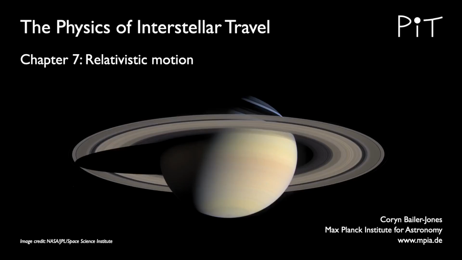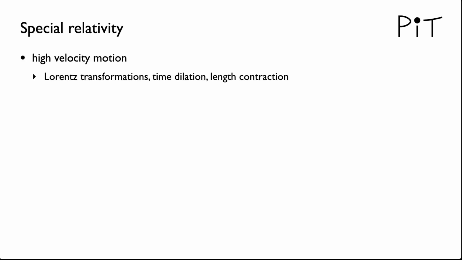The Physics of Interstellar Travel. Chapter 7. Relativistic Motion. We often need to take into account relativistic effects in space travel. Most obviously, special relativity is important when the spacecraft travels at a significant fraction of the speed of light. We use the Lorentz transformations to compute the motion and observe phenomena such as time dilation.